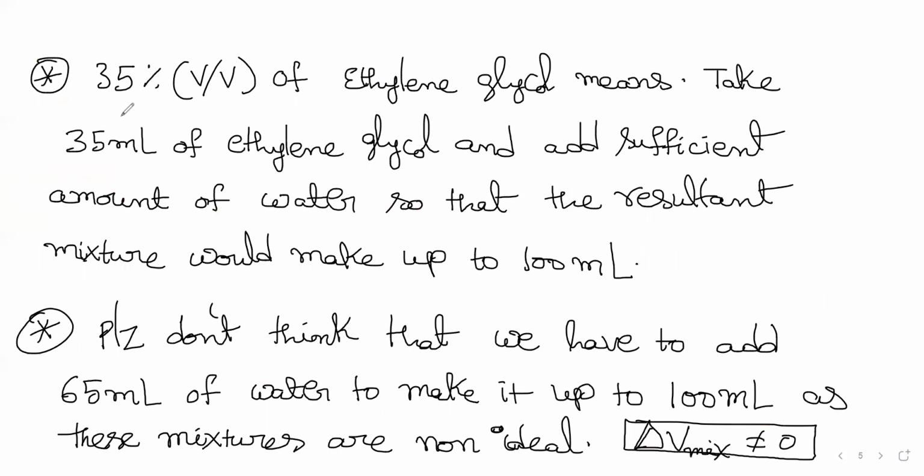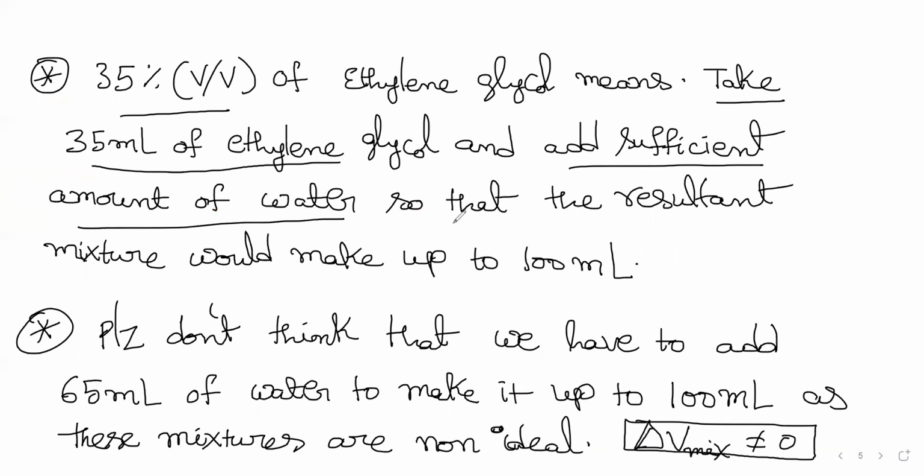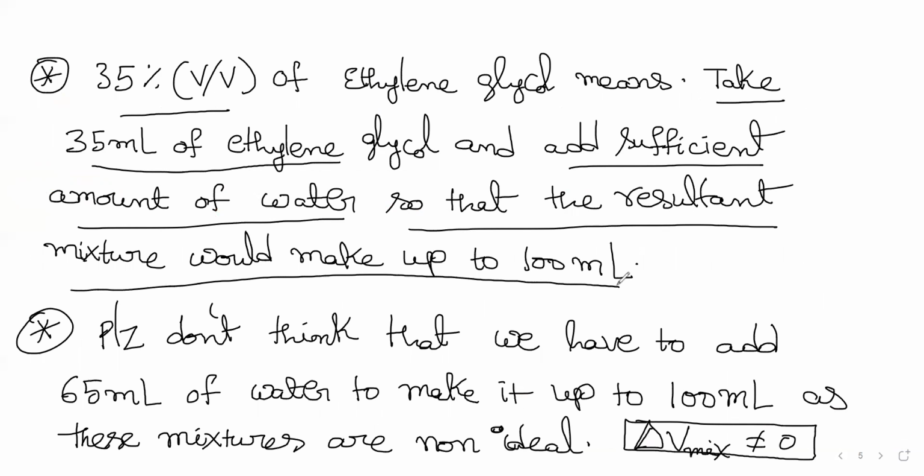So we have 35 volume to volume of ethylene glycol. What does it mean? That I have written over here. The first thing is you have to take 35 ml of ethylene glycol and add a sufficient amount of water to it, so that the resultant mixture makes up to 100 ml. This is the idea behind the volume percent.